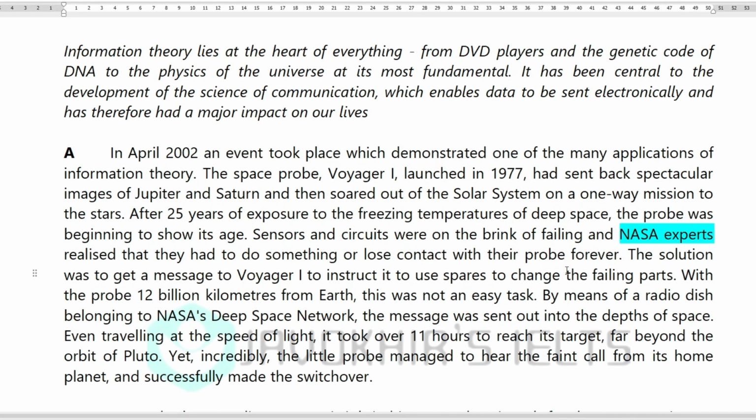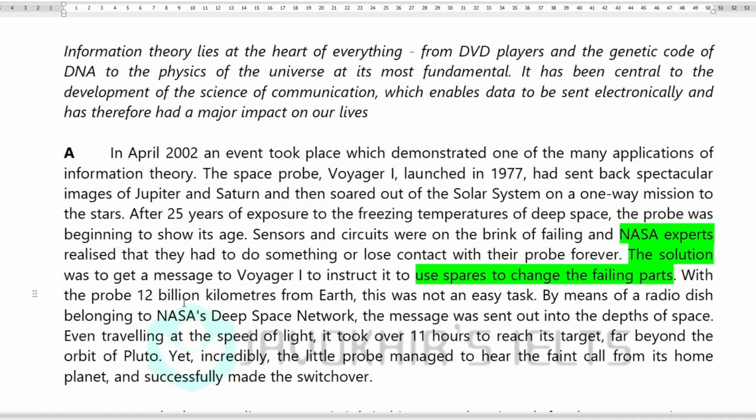The solution was some sort of a solution. Let me actually choose green. The solution was to get a message to Voyager 1 to instruct it to use spares to change the failing parts. So to use the spares means something extra that they have.